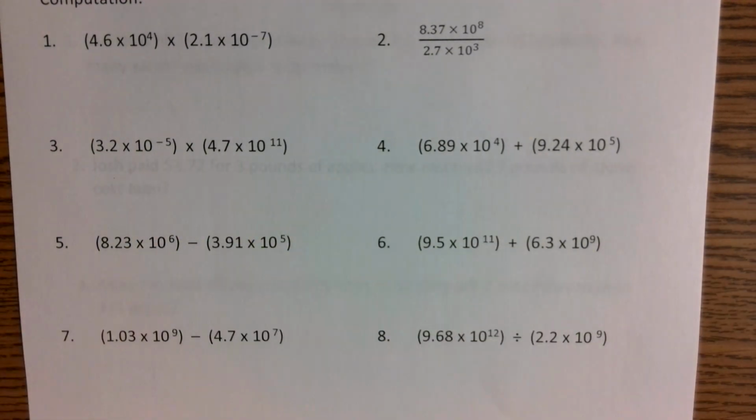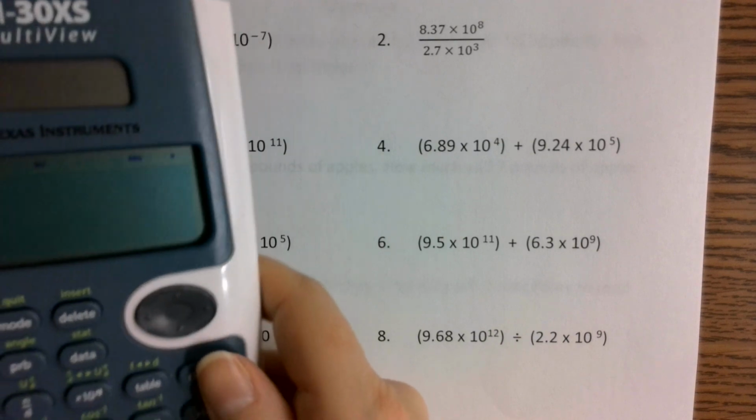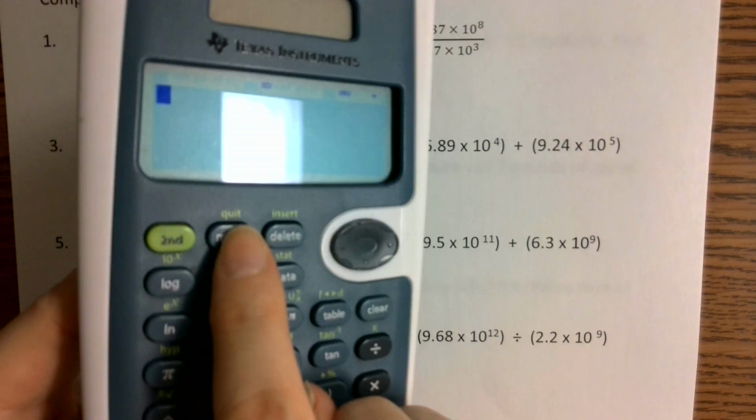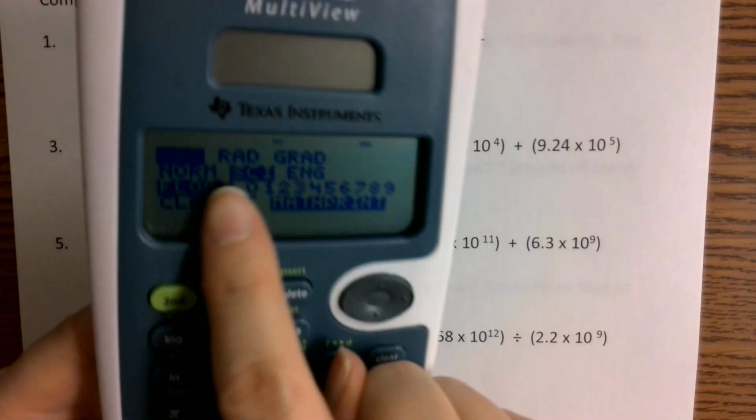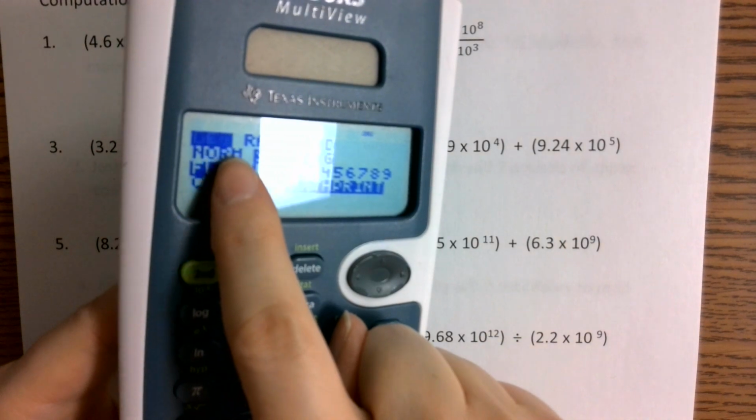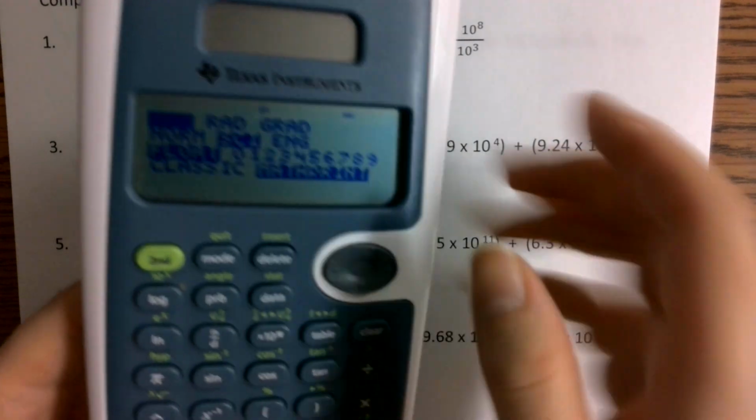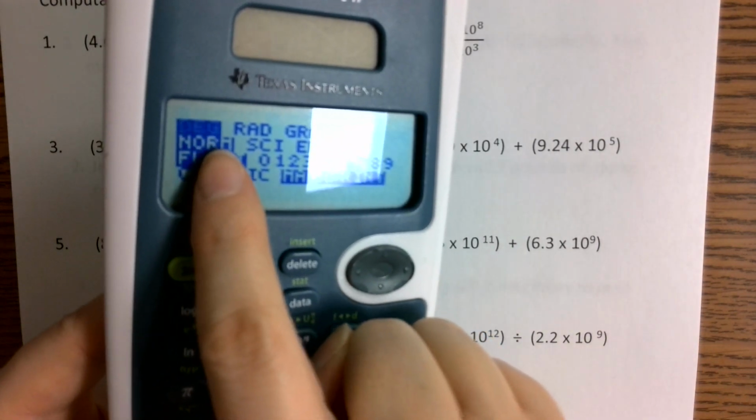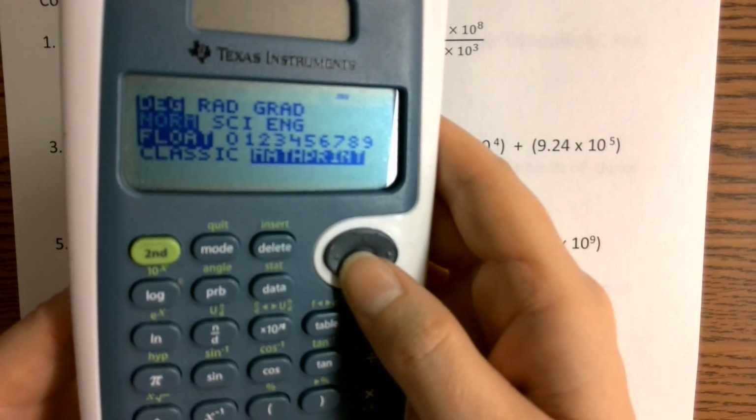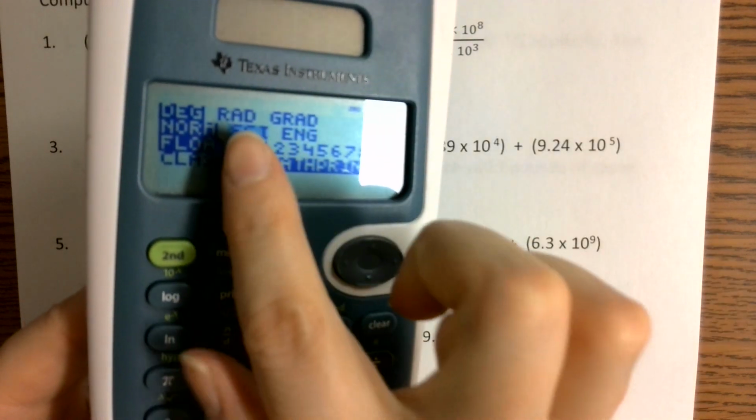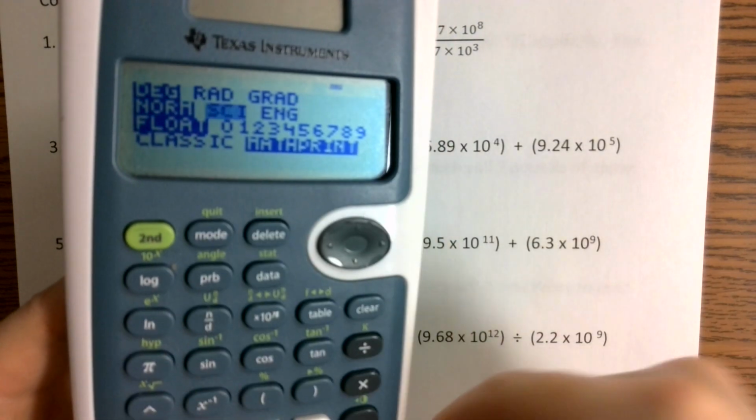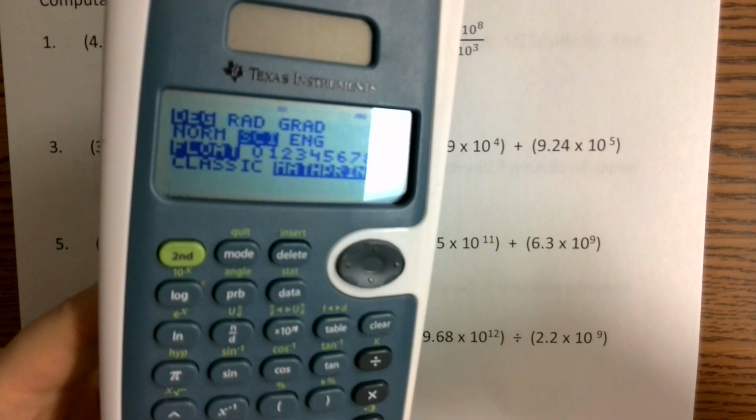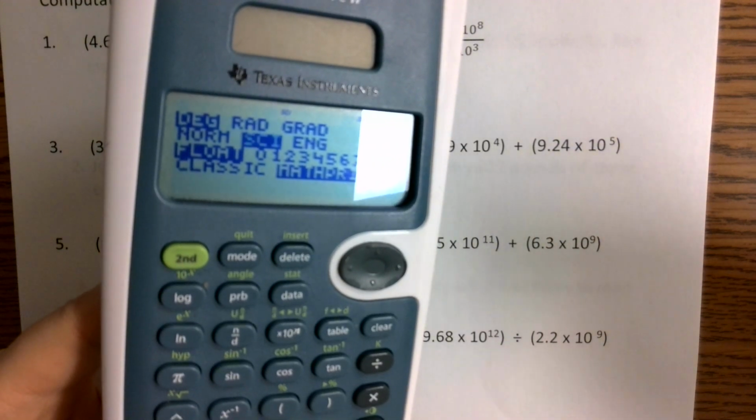Okay, so for these, right now your calculators are in a standard mode. If you hit the mode button, yours right now has the norm highlighted. You want to highlight scientific. So if I clear this and it looks like yours, the norm is highlighted. You want to go down one and to the right one, so it should be flashing over SCI, and then you want to hit enter. So now your calculator is in scientific notation mode.